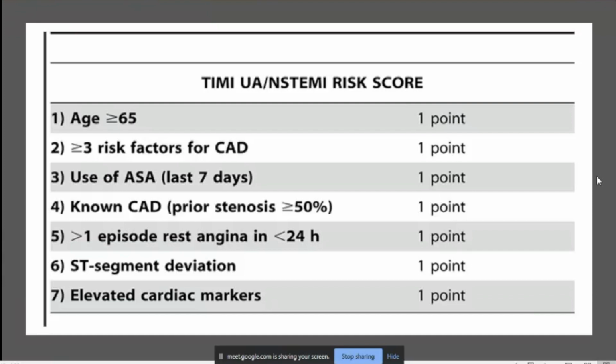Okay. All right. There is another one we call GRACE. GRACE stands for Global Registry of Acute Coronary Events. We also use that score to assess the risk of mortality in patients with NSTEMI, and it offers better prediction compared to TIMI. The drawback of GRACE is that it is more complicated, so we usually see physicians use the TIMI score rather than GRACE in the practice setting. Okay. All right.